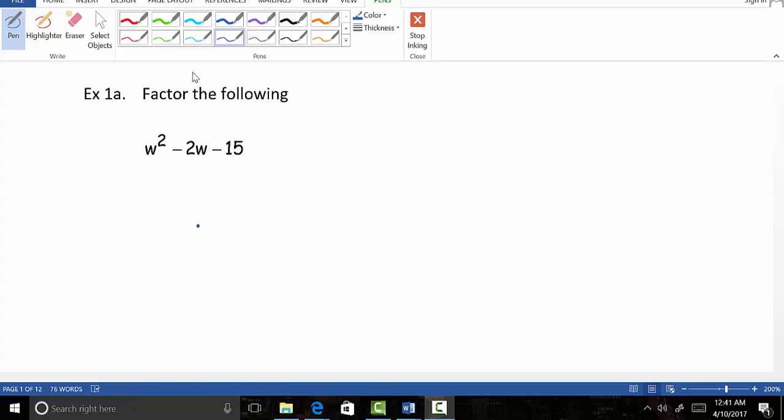Here we are at example 1A from our 4.3, 4.4 notes. We're asked to factor the following. And just looking at this, we do notice that we have a trinomial here. Our A value is 1, so things are kind of just nice and easy.